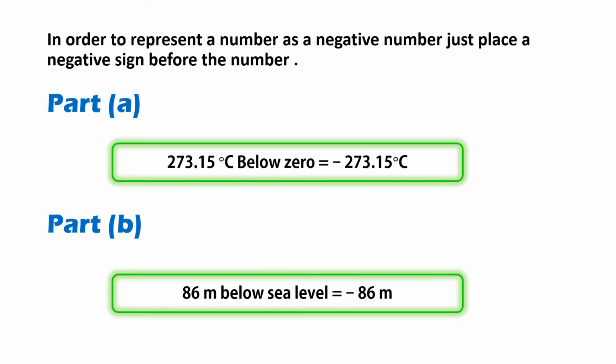In order to represent a number as a negative number, just place a negative sign before the number. Part A, 273.15 degrees Celsius below zero equals minus 273.15 degrees Celsius. Part B, 86 meters below sea level equals minus 86 meters.